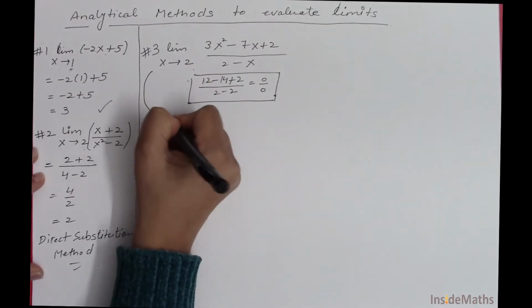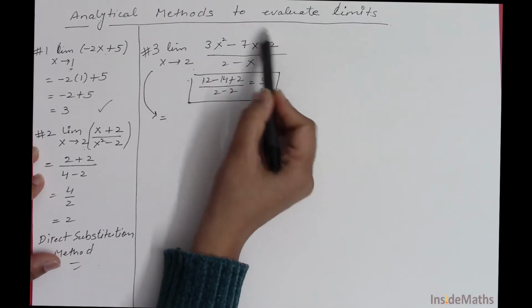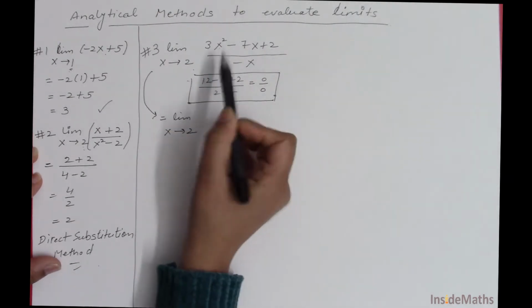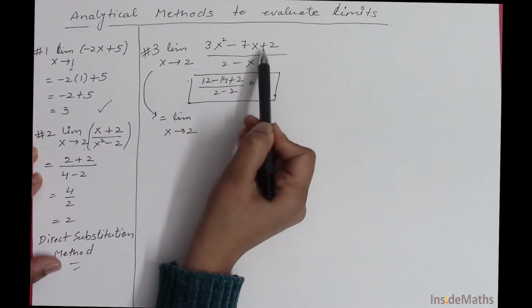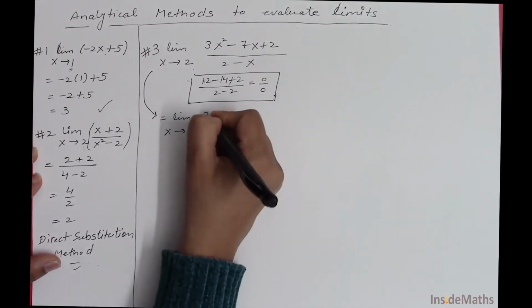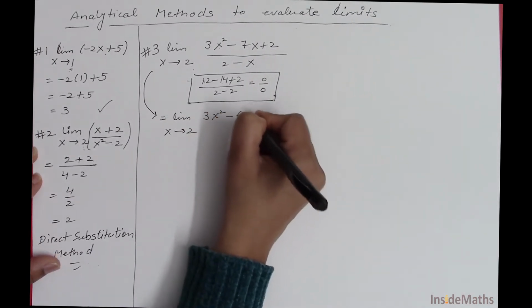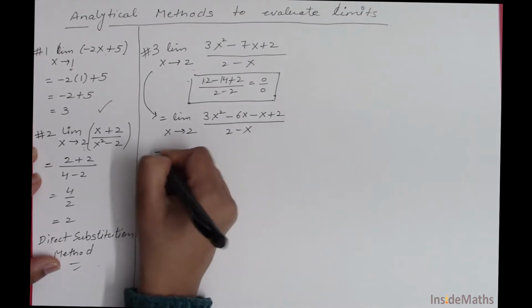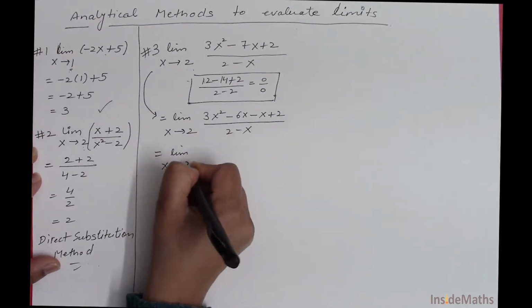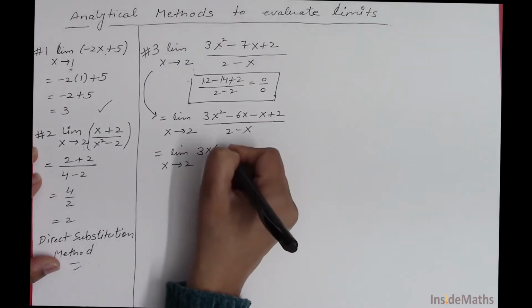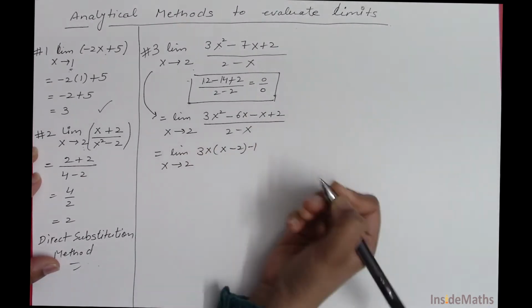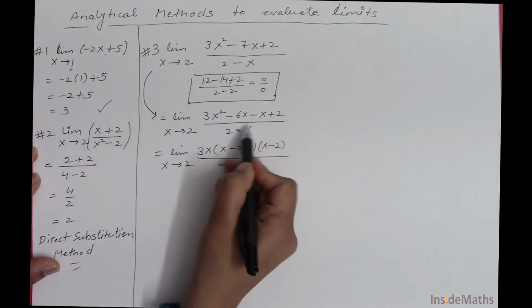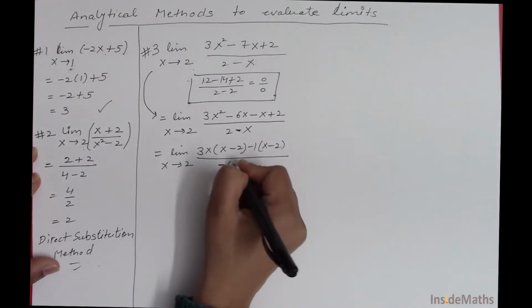Now in this type of questions, we try to simplify the function. As this is a quadratic equation, I'll try to make the factors of this equation. 3x squared minus 6x minus x plus 2, limit x approaches 2, 3x into (x minus 2), negative 1 into (x minus 2). If I take negative out from this term also, x minus 2.